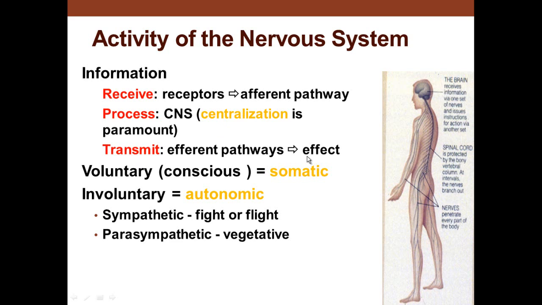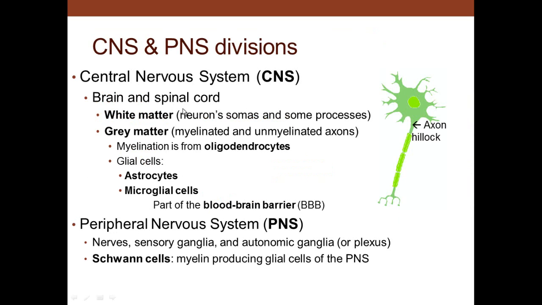It transmits too. There's a voluntary or conscious one, somatic. Those are what we use when we move our muscles. There's also an involuntary one, or autonomic. An autonomic could be sympathetic, or it could be parasympathetic. Sympathetic is fight or flight. If you see a bear, the sympathetic is going to take over. However, if you don't see a bear, the parasympathetic will take over. Vegetative, it will digest your food. So we have the central nervous system, which is the brain and spinal cord, and the peripheral nervous system, which is all other neuron cell bodies and axons and dendrites that are located outside the central nervous system.